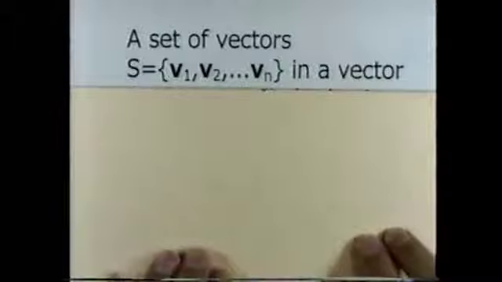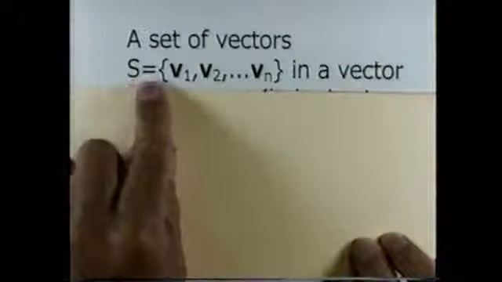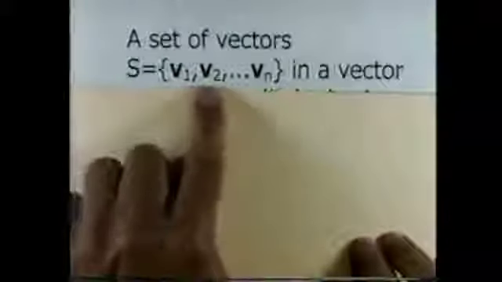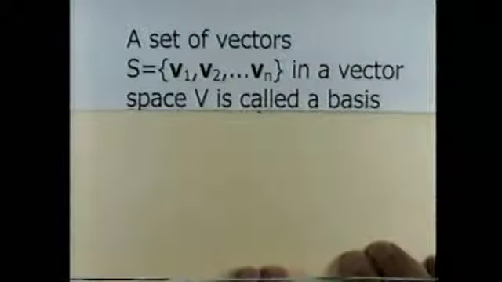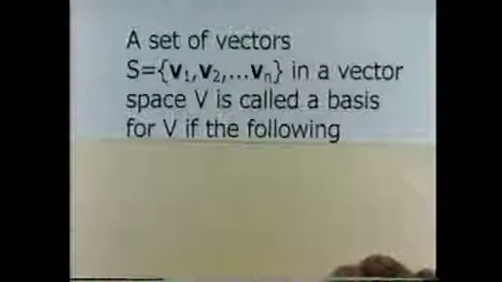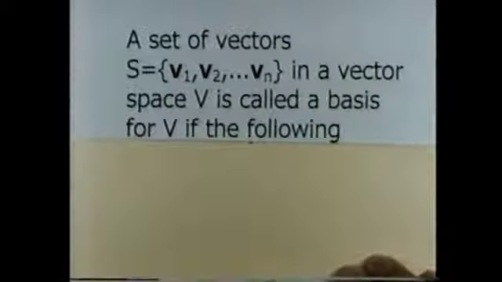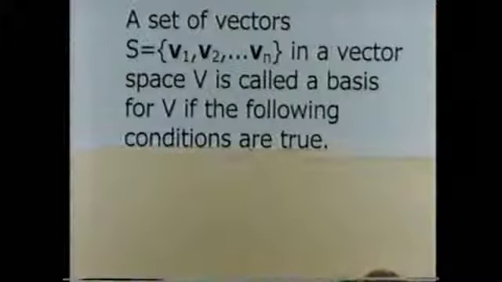Now, if a set of vectors V spans S and they're also independent, then V forms a basis for the set S. Today we're going to talk about bases and some of the properties of bases. A set of vectors S equals the set V1, V2 out to Vn, in a vector space V is called a basis for V if the following conditions are true.